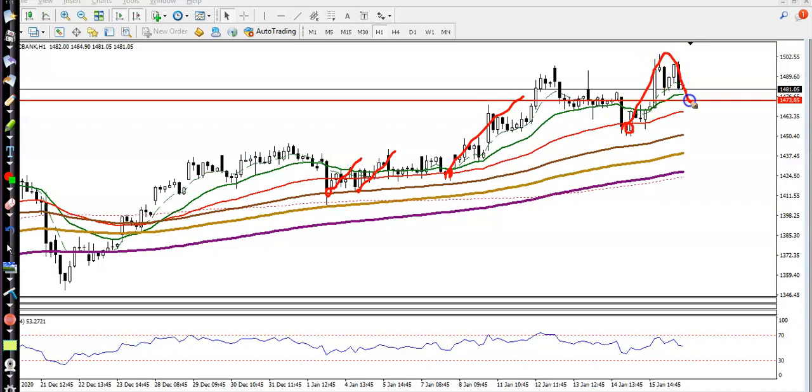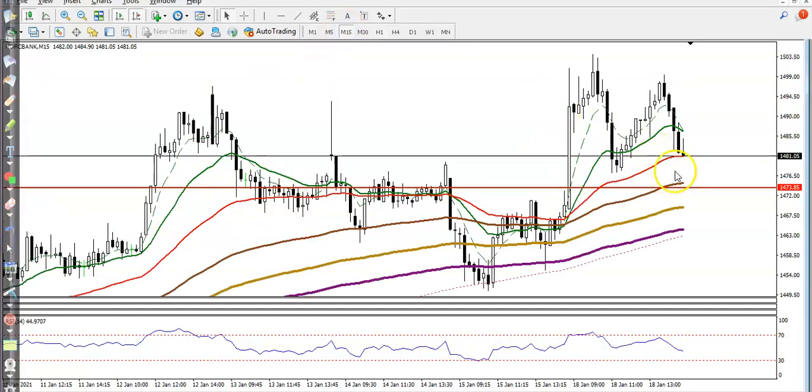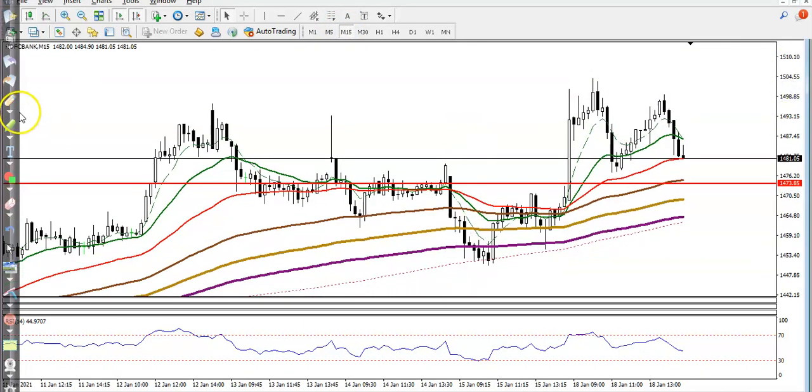So it is a probability to bounce again from the 50 moving average, and this area is called a confluence area above 1470, and we are looking for buy. So we need a bullish confirmation above 1470, and let's see in a small time frame. Here you can see price pulled back to the level. So we are looking for a bullish confirmation above 1470.